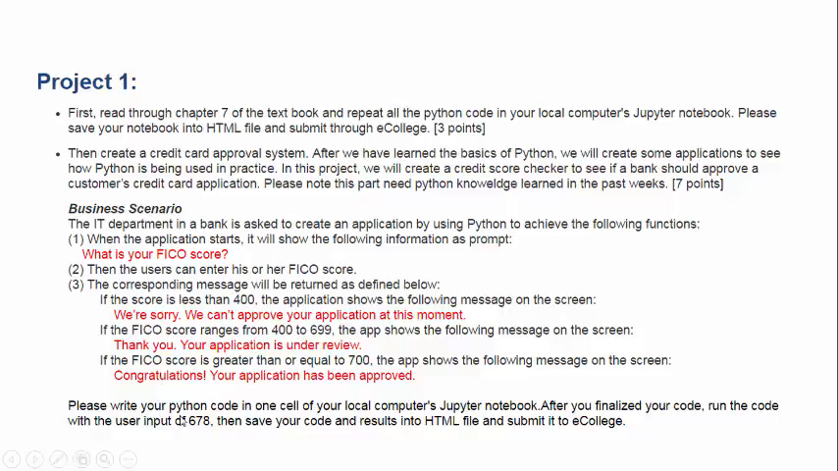So please write your Python code in one cell of your local computer's Jupyter notebook. After you finalize your code, run the code and enter the user input of 678. Then save your code and result into an HTML file and submit it to eCollege. The due date of the project will be Sunday next week.